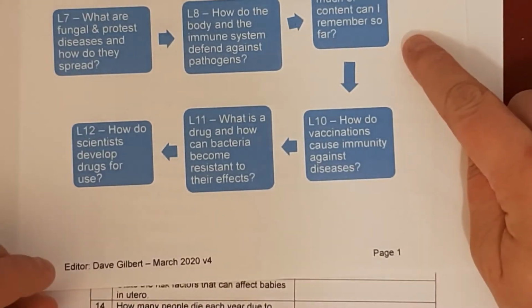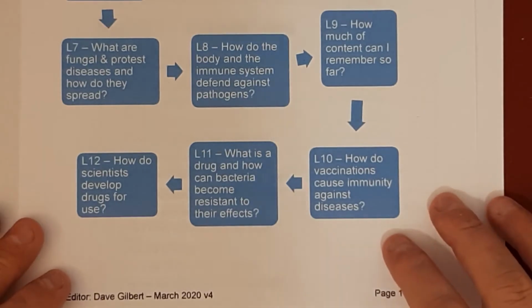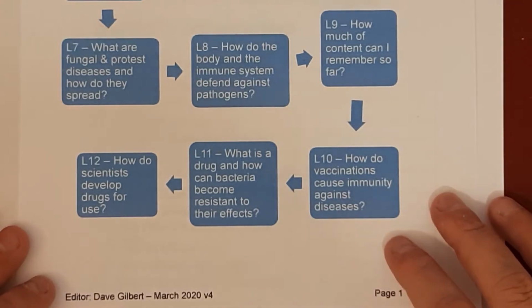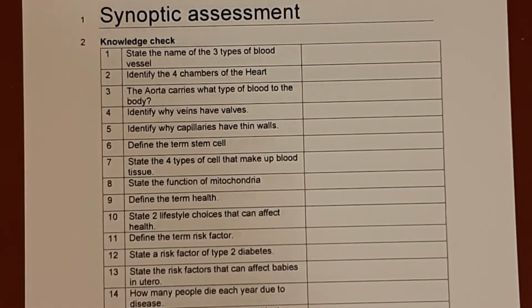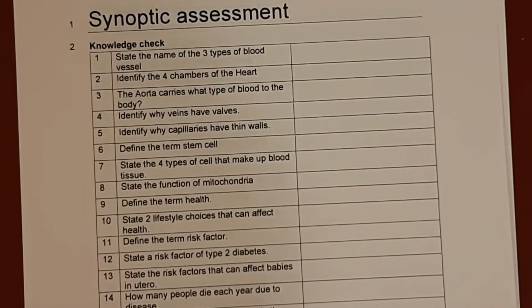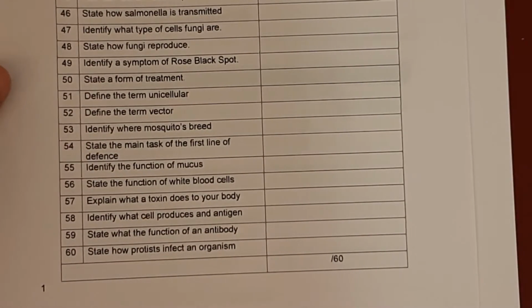So lesson 9, how much of the content can I remember so far? Lesson 10, how do vaccinations cause immunity against disease? So lesson 9 is very simple. It is literally the synoptic assessment, which is 2 pages worth of questions. There are a lot of them. Okay, there are 60 questions.